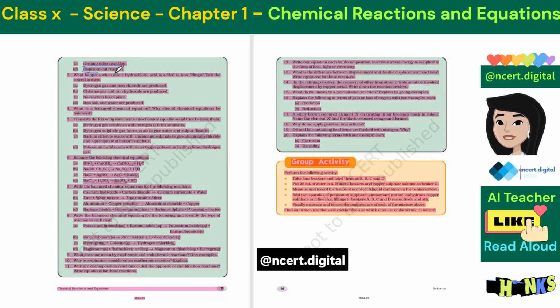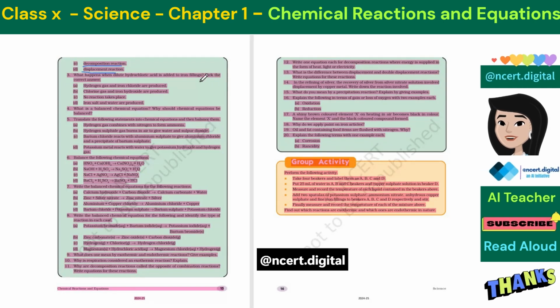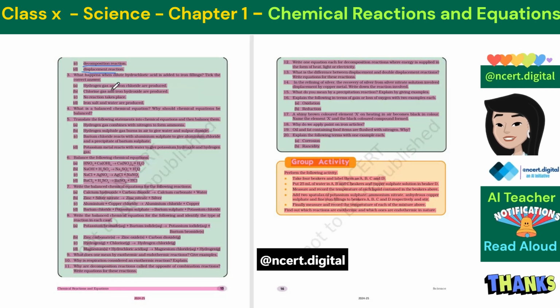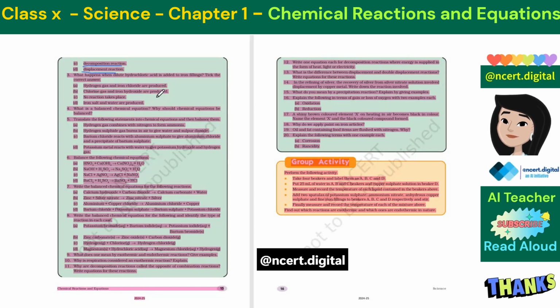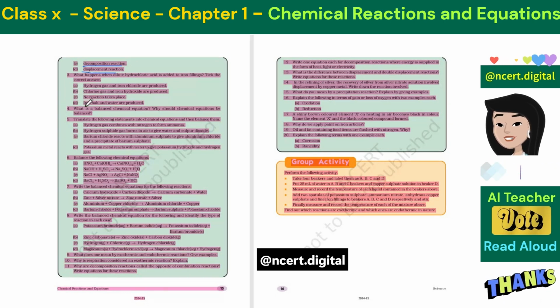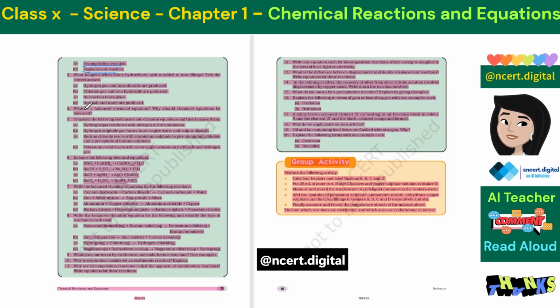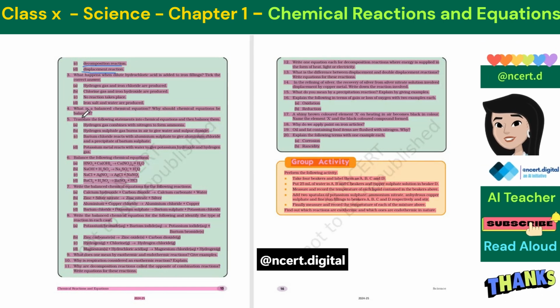3. What happens when dilute hydrochloric acid is added to iron filings? Tick the correct answer. A. Hydrogen gas and iron chloride are produced. B. Chlorine gas and iron hydroxide are produced. C. No reaction takes place. D. Iron salt and water are produced. 4. What is a balanced chemical equation? Why should chemical equations be balanced?